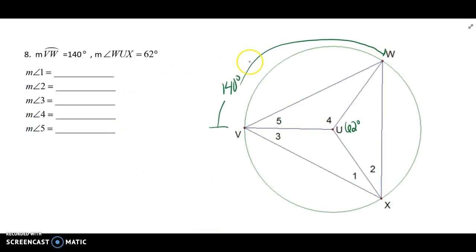Problem number 8. We're given the 140 and 62 degrees. Since this arc angle is 140, that means the central angle, angle 4, is also going to be 140 degrees.